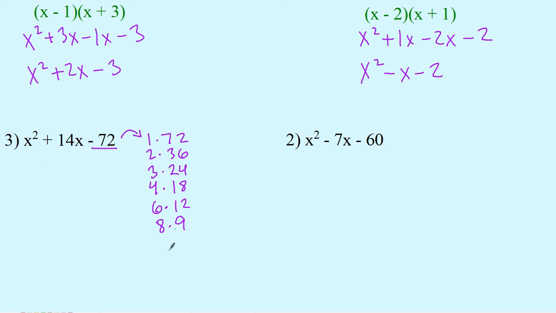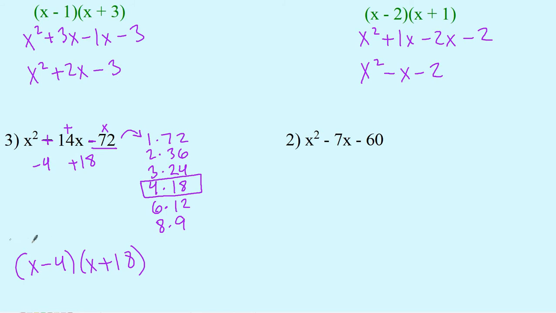Well, if I make one of them negative, then I can make 14 with 4 and 18. If I make negative 4 and positive 18, I can add up to get 14, but multiply to get negative 72. So the biggest thing here is people mess up their signs. They get the right numbers, but then they can't get the signs right. So it should be x minus 4, x plus 18, because it'll add up to positive 14 and multiply to negative 72.